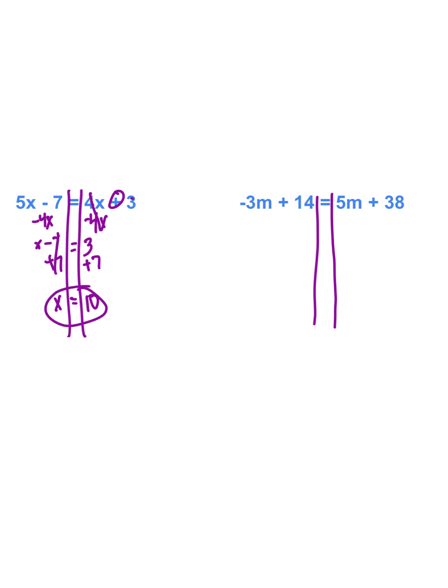On the right-hand side, I'm going to get rid of this minus 3m because I do not like those negatives. So add 3m to both sides. Sometimes you can't get rid of all the negatives, but I try. Okay, so those cancel out, and I have a positive 14 on the left-hand side. On the right-hand side, I have 8 times m plus 38. Subtract that 38 away from that m. Those cancel out. On the right-hand side, I have 24.